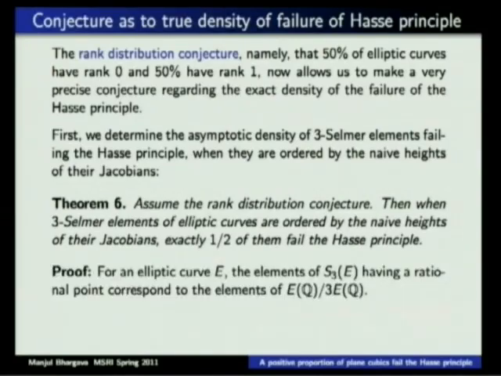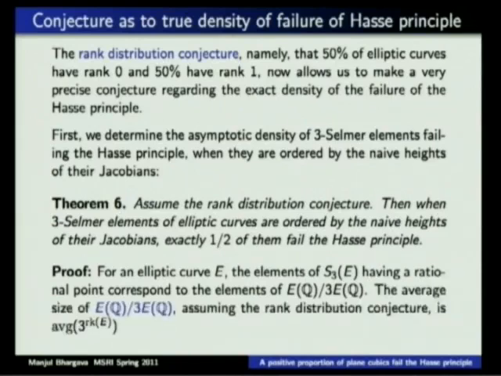And, well, the reason is that for an elliptic curve, the elements of the 3-Selmer group that have a rational point correspond to the elements of E mod 3E. Right? The ones that don't have a rational point will come from the non-trivial elements of SHA. They'll be cosets of E mod 3E. Okay, so the ones that have a rational point correspond to the elements of E mod 3E. So we basically need to know what is the average size of E mod 3E. Well, if we assume the rank distribution conjecture, half the time E mod 3E will have size 1, and half the time it'll have size 3, 3 to the 1.